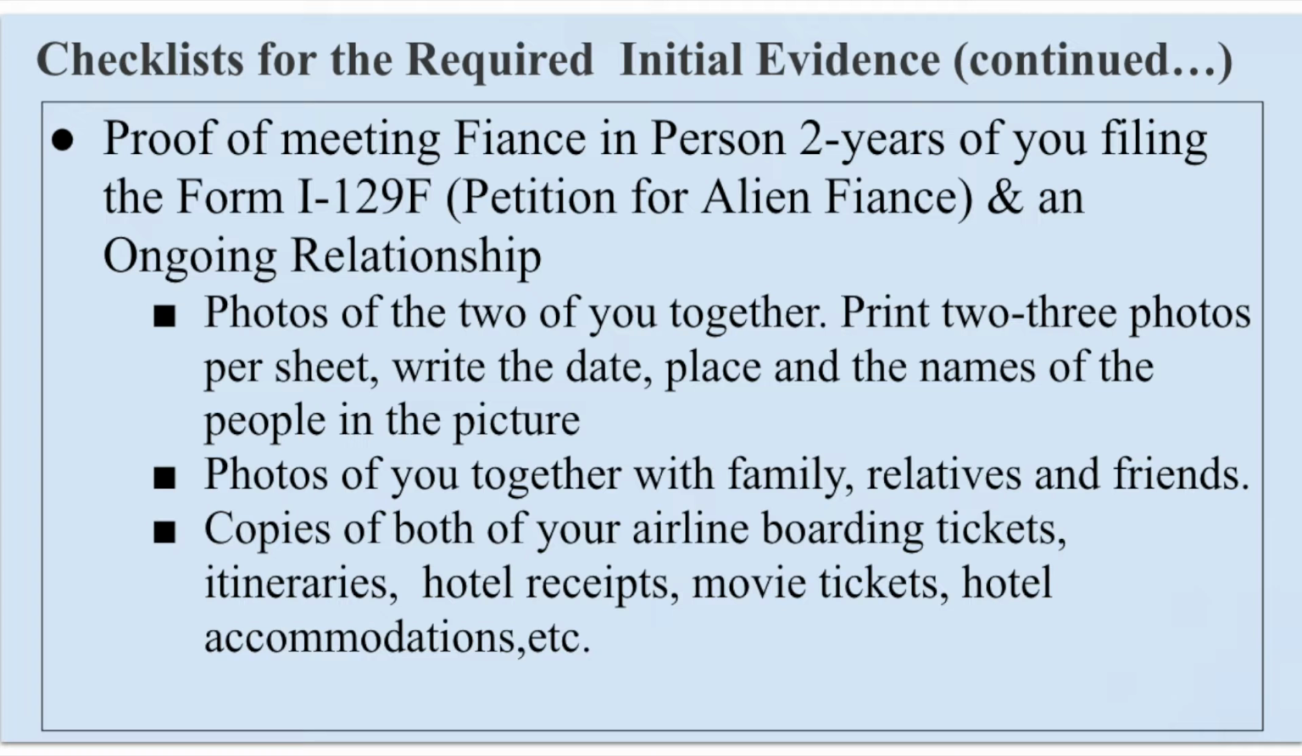Print 2 to 3 photos per sheet, and write the date, place, and the names of the people in the picture. Photos of you together with family, relatives, and friends. Copies of both of your airline boarding tickets, itineraries, hotel receipts, movie tickets, hotel accommodations, etc.